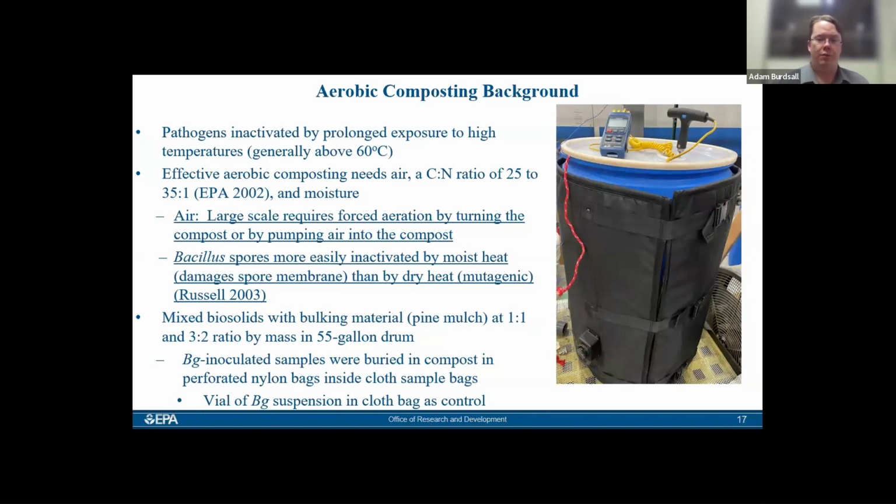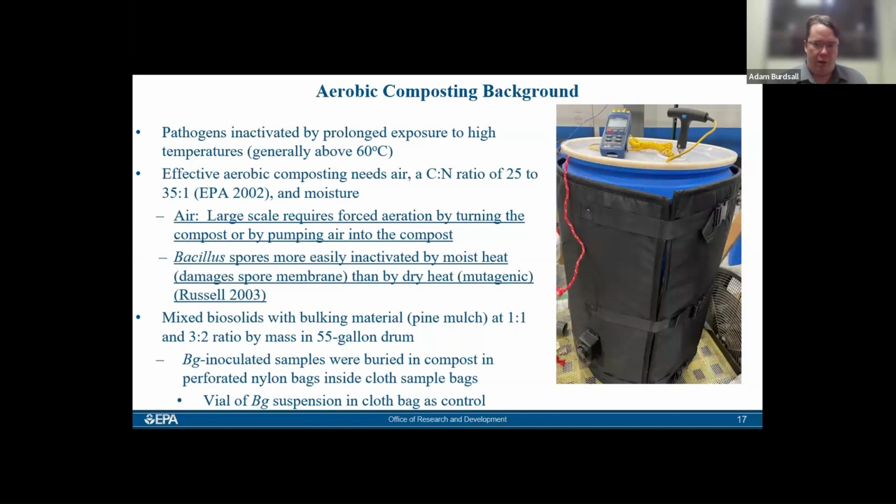Moisture becomes important for bacillus spore removal because spores are easier to remove with moist heat than with dry heat. Moist heat damages the spore membrane, while dry heat is mutagenic. This kind of becomes our theme song for this study, so it's important to bear this point in mind moving forward. It's also worth noting that when discussing spore inactivation or removal, we're talking about organisms that have been killed, yes, but it also includes organisms that are simply rendered unable to grow and reproduce.